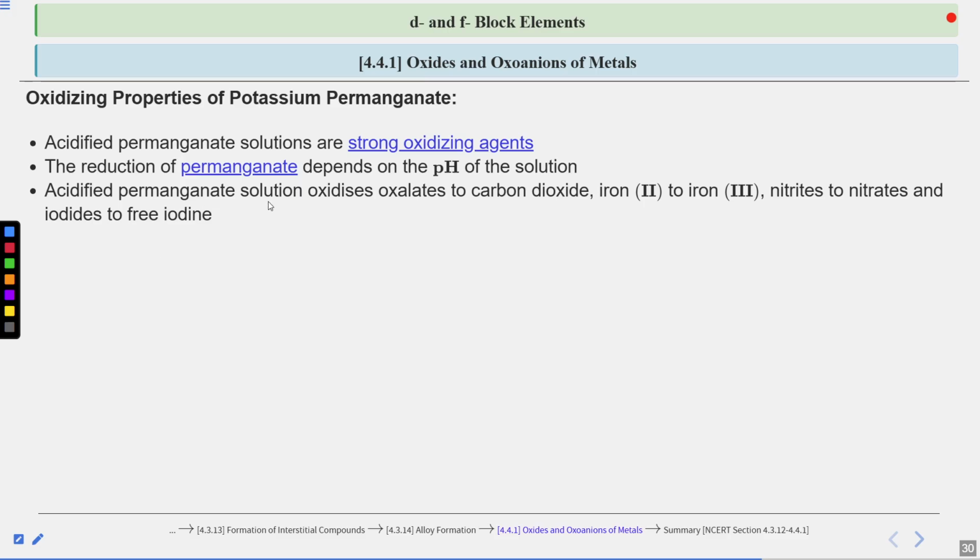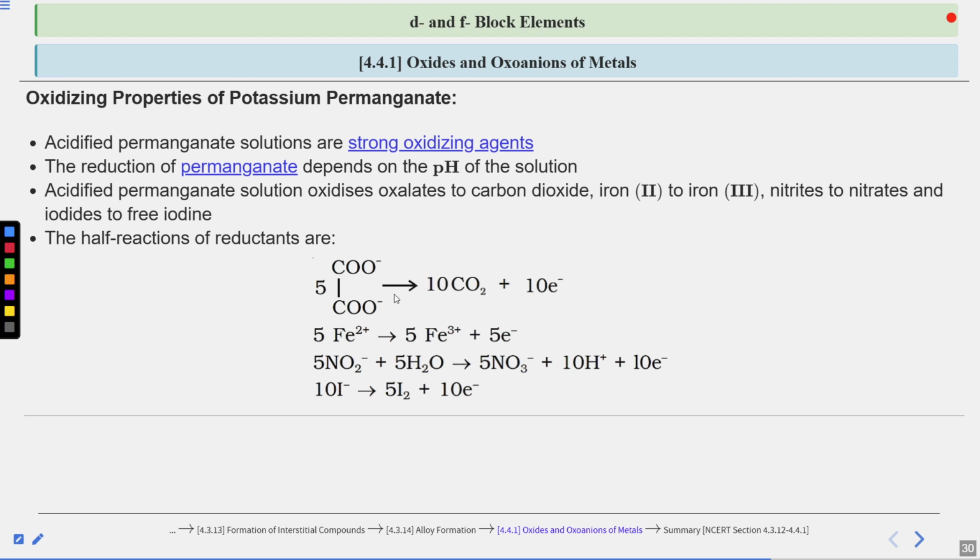Acidified permanganate solution oxidizes the oxalates to carbon dioxide, iron 2+ to iron 3+, nitrites to nitrates, and iodides to free iodine. Half reactions of reductants are: 5 C2O4 2- converts to 10 CO2 plus 10 electrons. 5 Fe2+ converts to 5 Fe3+ plus 5 electrons. So oxalate converts to carbon dioxide, and iron 2+ converts to iron 3+.